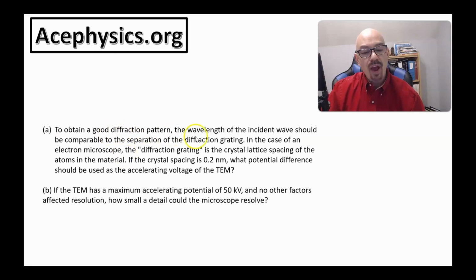To obtain a good diffraction pattern, the wavelength of the incident wave should be comparable to the separation of the diffraction grating. This is for any wave, not just a matter wave. In the case of an electron microscope, the diffraction grating, in quotes, is the crystal lattice spacing of the atoms in the material. If the crystal spacing is 0.2 nanometers, what potential difference would be used to accelerate the voltage of the TEM? Part B.